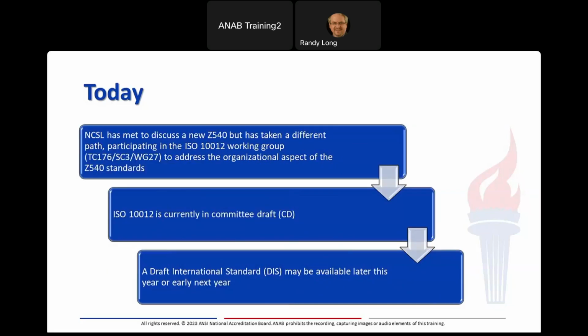In the meantime, NCSL has met to discuss a new Z540, but has taken a different path. They are currently participating in the ISO 10012 working group, Technical Committee 176, Subcommittee 3, Working Group 27, if you like details, to address the organizational aspects of the Z540 standards. ISO 10012 is still currently in committee draft. We're hopeful that a draft international standard may be available later this year, or probably more likely Q1 in 2024.